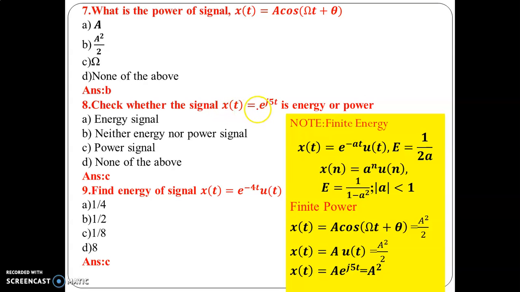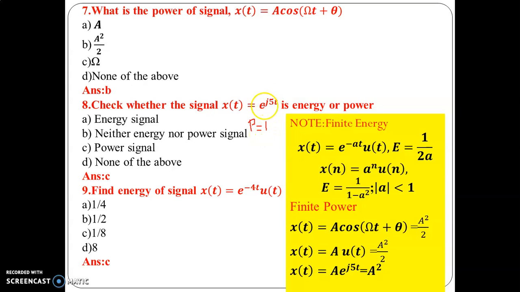Suppose you are asked to determine the value of power for this signal, can you say what the answer is? Here in place of A, what is the value? 1. So 1 square. If you are asked to determine the value of power, P will be equal to 1. It is because, as per this relation, if x of t is equal to a into e power j phi t, the value of power P is equal to a square. So for this expression, the value of power P is equal to 1.